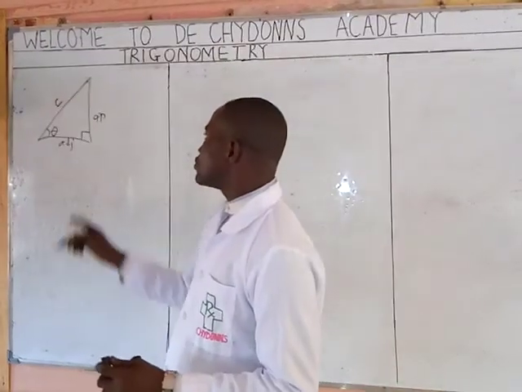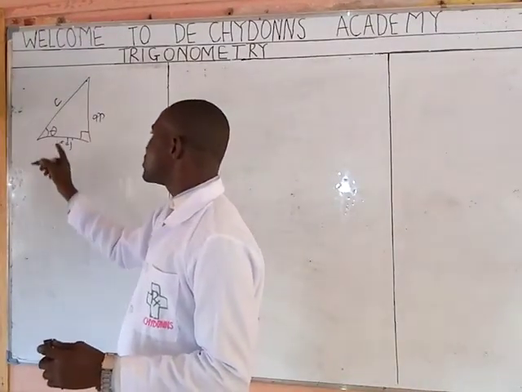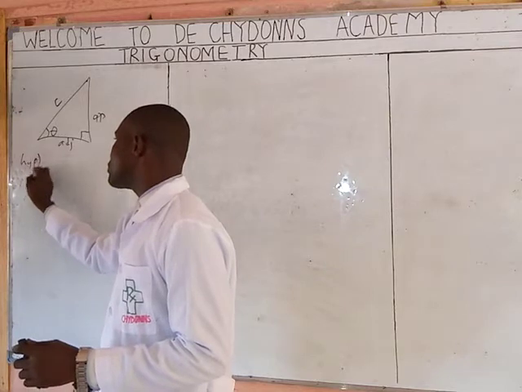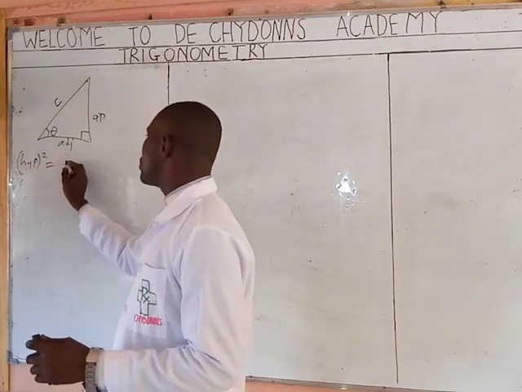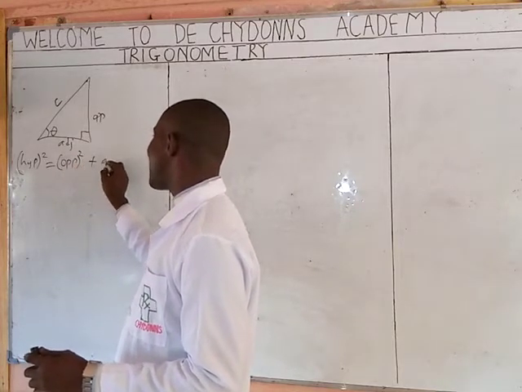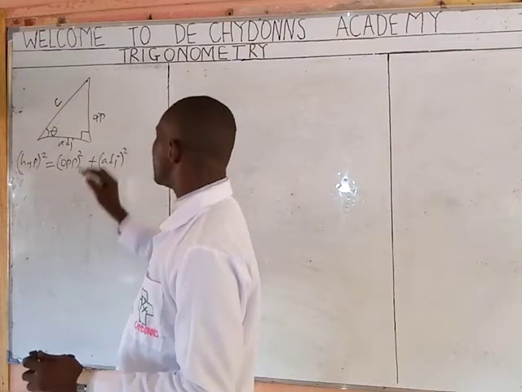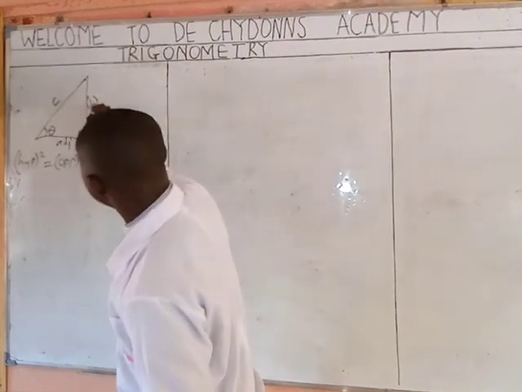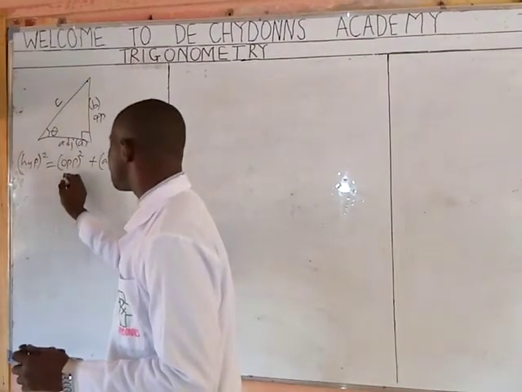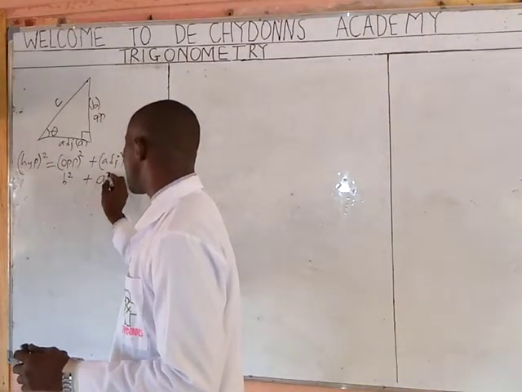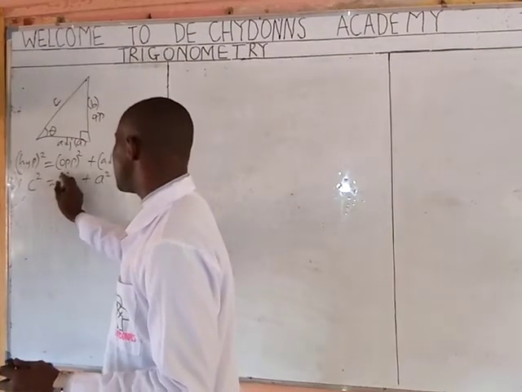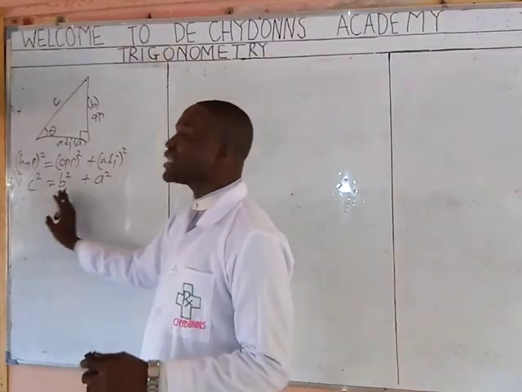Now, from here, we noted in Pythagoras theorem that hypotenuse squared is equal to opposite squared plus adjacent squared. Let's say the opposite is B and the adjacent is A. Then this means opposite B squared plus A squared equals C squared. This is about Pythagoras theorem.